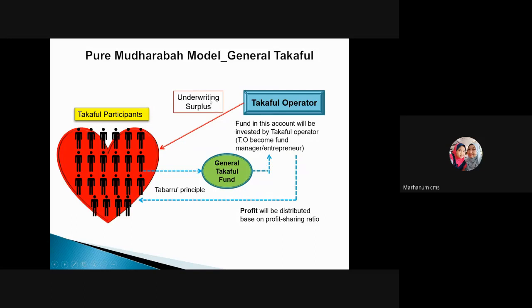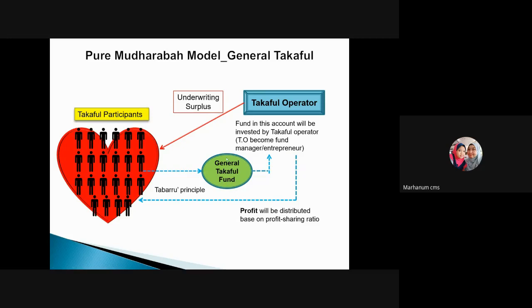Because of this. What is this? Underwriting surplus. Anyone know what is underwriting surplus? Don't know, Doktor? Okay, so underwriting surplus is basically the surplus from underwriting activities. Underwriting activities happen here. What are underwriting activities? Underwriting activities are activities that cater for the risk protection.